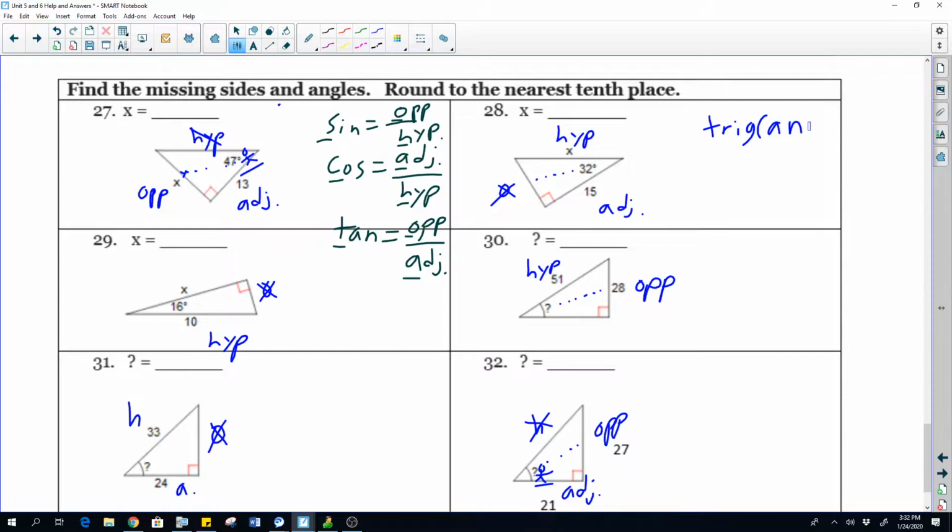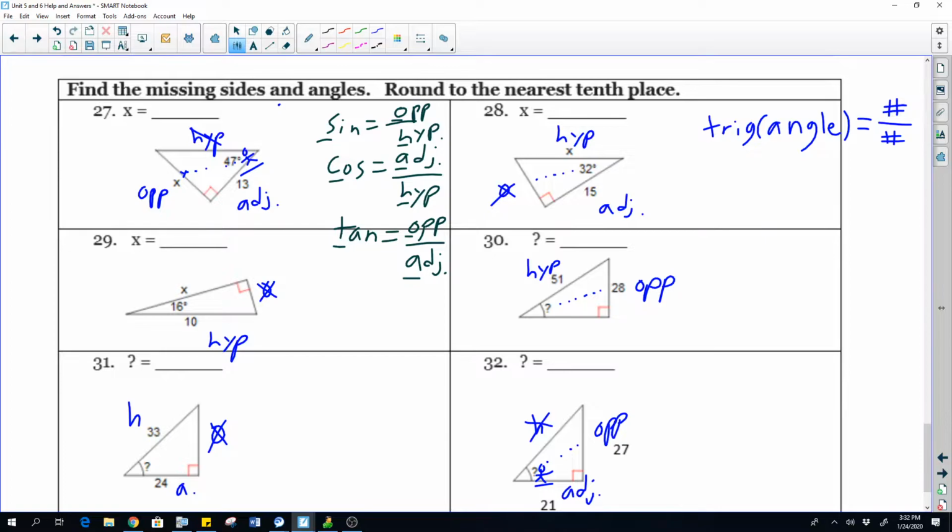I gotta push harder. So trig of some angle is equal to a relationship of some number or side length over some number or side length. So opposite over hypotenuse, or 13 over x, x over 13, and so forth. So that's kind of the formula that we use: a trig angle, something over something. So let's try that for number 27.